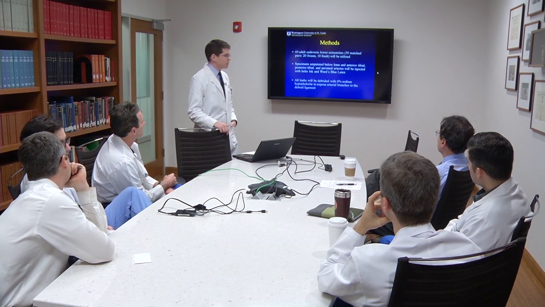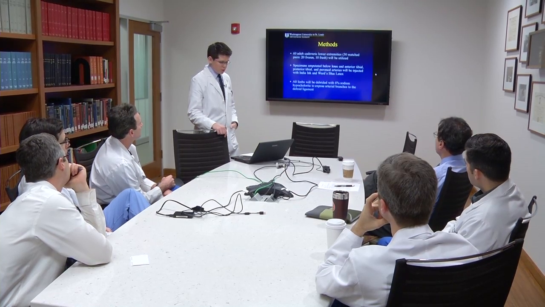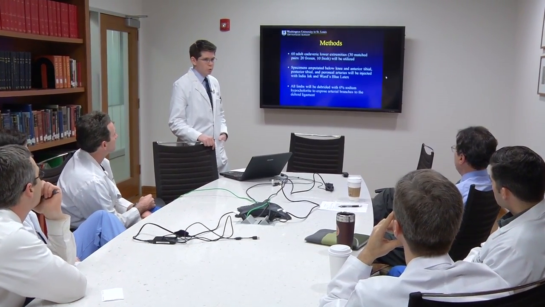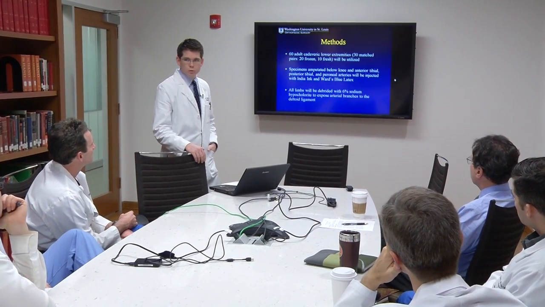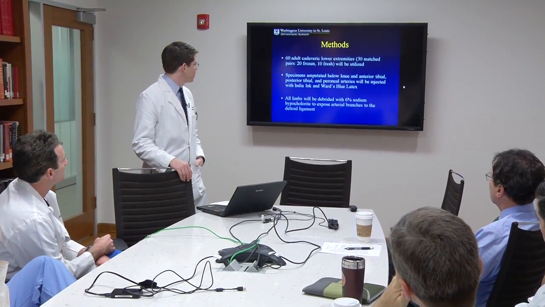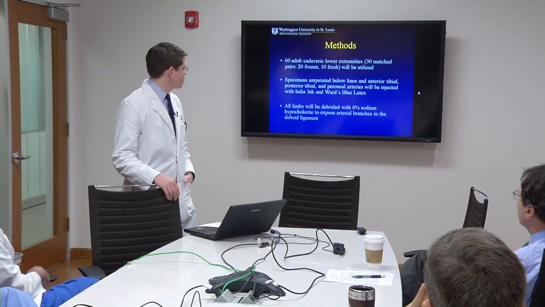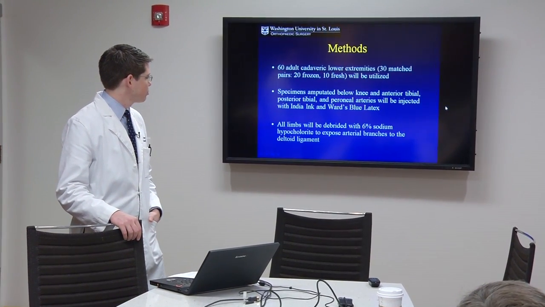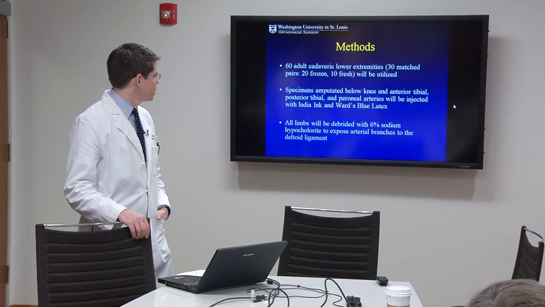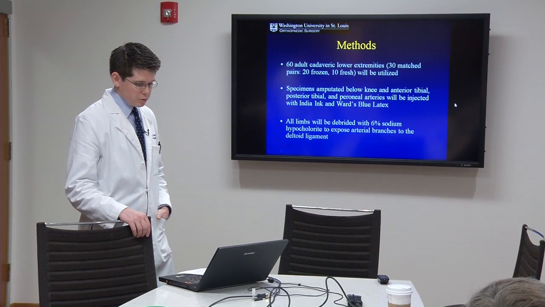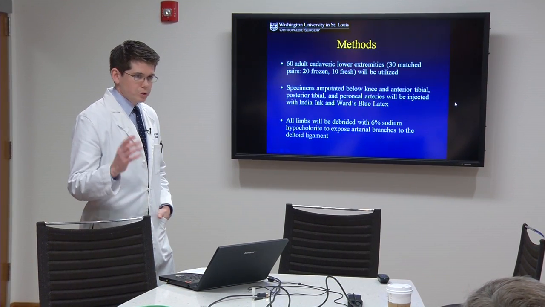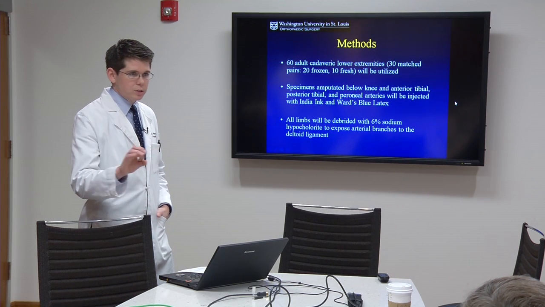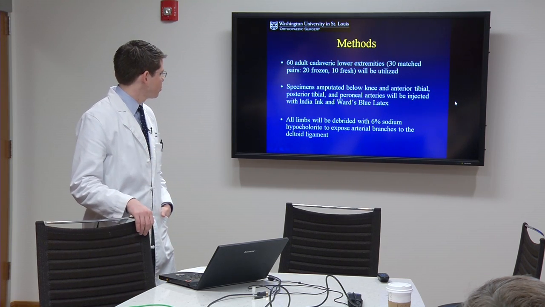These specimens will be amputated below the knee, and the anterior tibial, posterior tibial, and peroneal arteries will be cannulated and injected with India ink and Ward's blue latex. These will then be frozen for 42 or 48 hours. Afterwards, they'll be thawed. They'll undergo debridement initially, sharp debridement to remove the skin and subcutaneous tissues, and then debridement in 6% sodium hypochlorite to get down to the ligaments and bones. This leaves the casts of the arterial structures that the Ward's blue latex and India ink have formed.